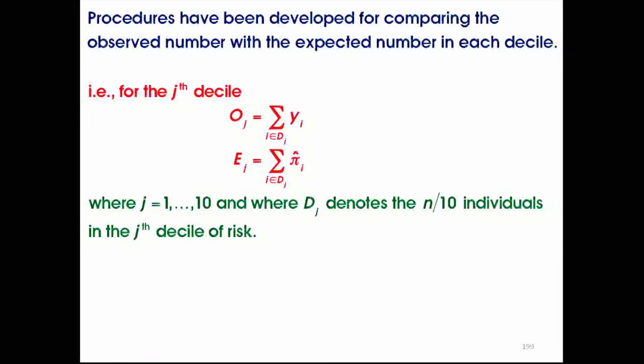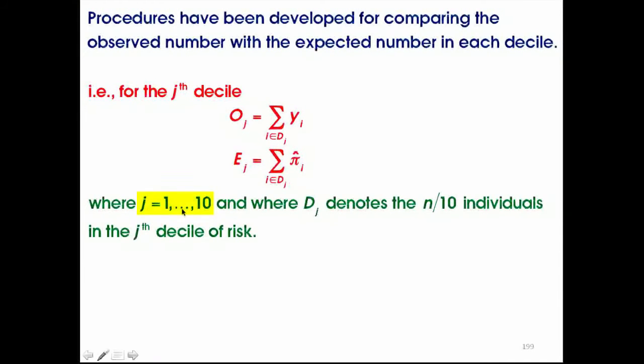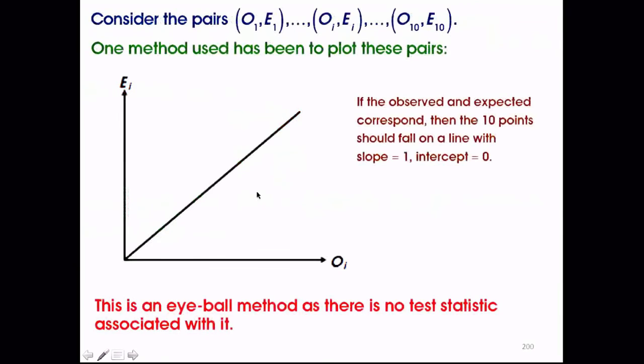And so you do this for all of the deciles, that is j equals 1 to 10, and d sub j denotes the decile, or the people who belong to that jth decile of risk. So you're going to compute the observed number and the expected number in each of the 10 deciles of risk. And now we consider these pairs, the observed number and the expected number, for each of the 10 deciles.